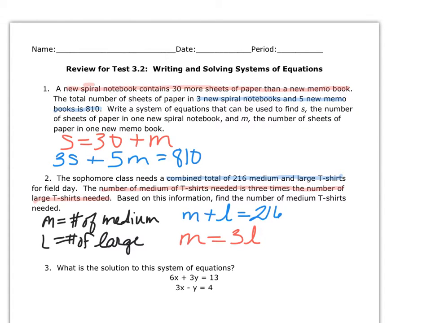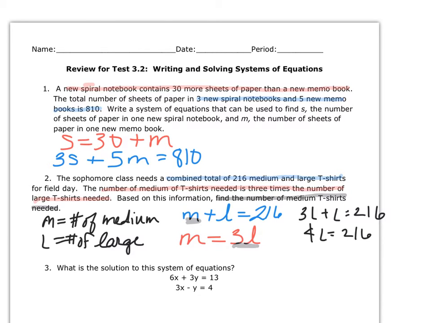All right, and then finally they ask us to find the number of medium t-shirts that we need. So how can I solve this? Am I going to use substitution, elimination, or by graphing? I would use substitution because look, we've got an equation that already has a variable isolated, right? Perfect. So I'm going to substitute this 3L in for this M. So let's write that out. So I'm going to have 3L plus L equals 216. So 4L. Perfect. So I have 4L equals 216.